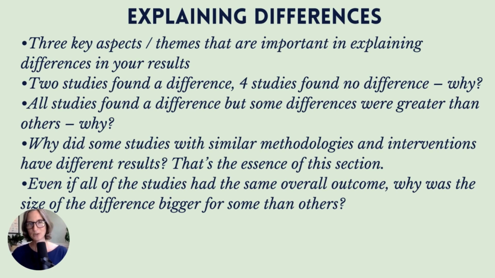So when you're doing your quantitative discussion, you're really wanting to be explaining the differences in the results. So you're going to pick 3 key aspects or themes that are important and explain those differences. And I've said 3 because that's really the sweet spot in terms of the amount of words you'll have and the depth you need to go to. You can do that relatively well with 3 points.